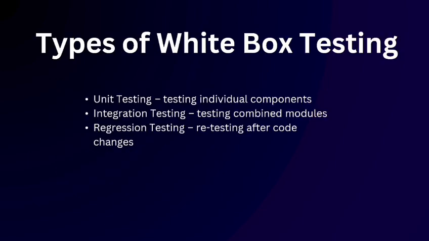Now let's look at the types of white box testing in a little more detail. The first one is unit testing. In this, we test individual components or small pieces of code like functions or methods. The main idea is to make sure each small part is working correctly before combining it with others.